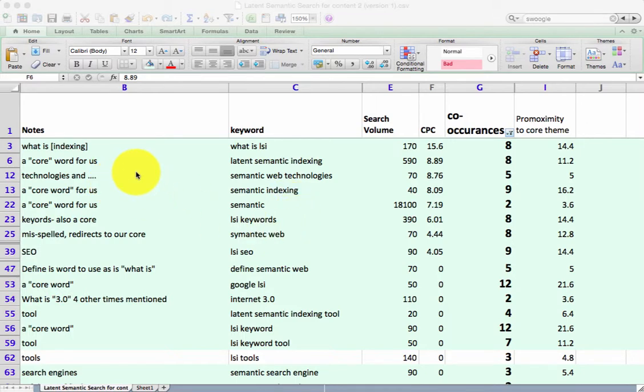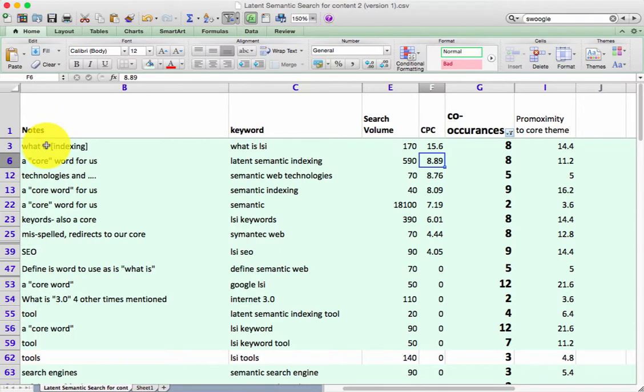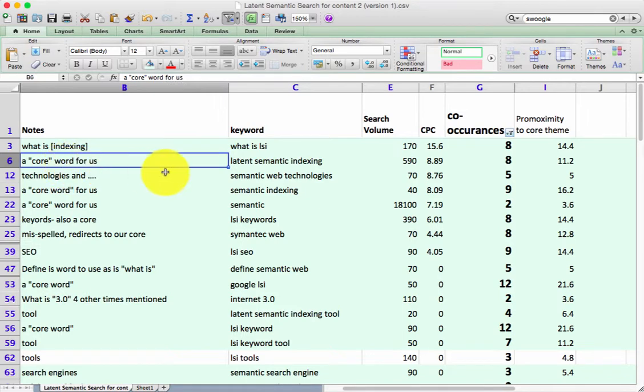So let me move on to show you how I made some of these notes. For example, here are some questions, and you want to make notes on the side here about the questions that people have. I notice for this particular core word that I'm researching, or I should say core entity, which is all about semantic search, all about the semantic web, there are a lot of questions.